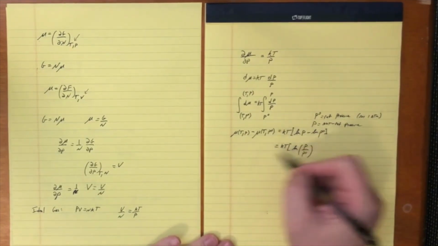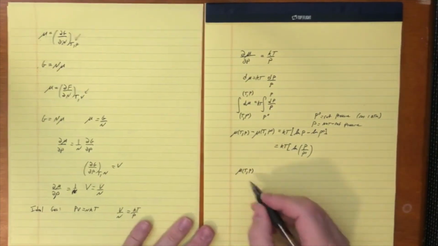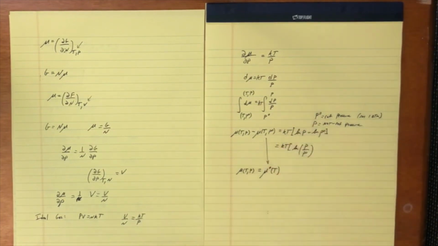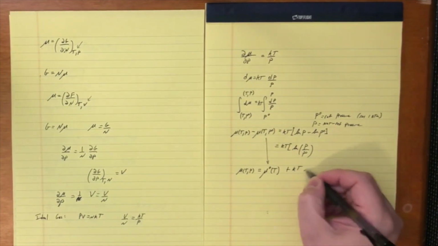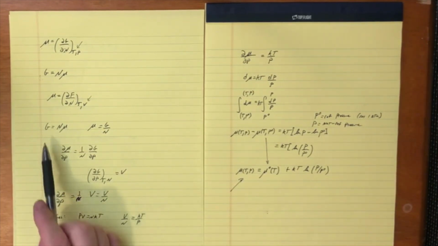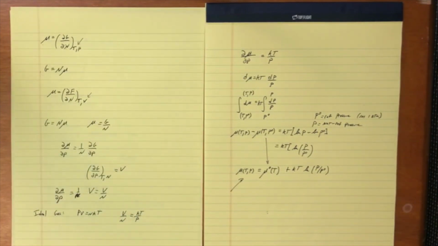And if we rewrite this, we can write our chemical potential at our temperature and arbitrary pressure as equal to mu naught at T, where this is the chemical potential at our reference pressure, plus kT times the logarithm of the ratio of pressures. So this is the chemical potential as a function of pressure, or equivalently the chemical potential as a function of density. We've derived this relationship for an ideal gas from our relationship here between the Gibbs free energy, the number of particles and the chemical potential. This allows us to think about the effects on the chemical potential of changing the density of our system, or equivalently changing the pressure of our system.